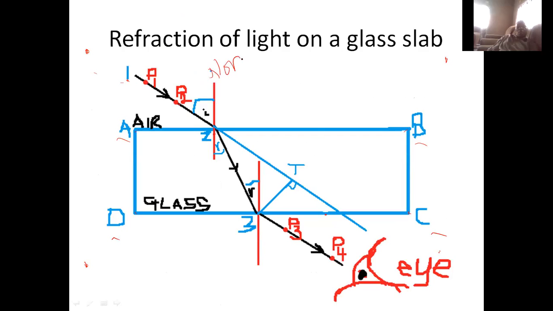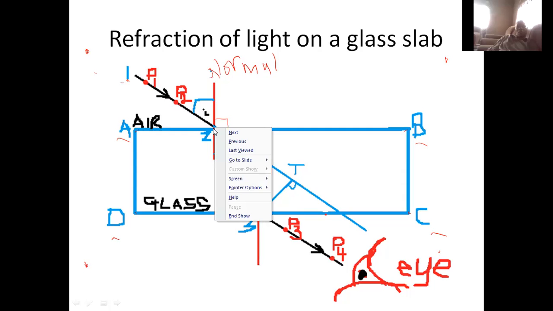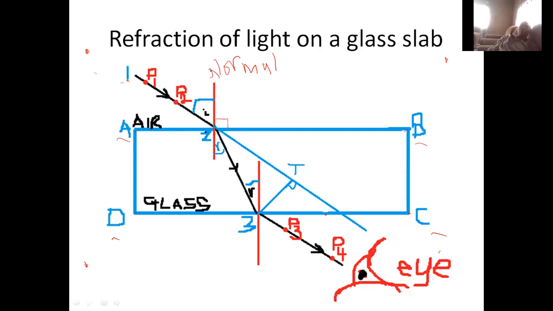A normal is an arbitrary line which is at 90 degrees to the edge where this ray of light is entering another medium. 90. So you draw here, right? And then you draw a line from 1 to this point, just where this one enters. And so what you do now, you fix the pins, pin 1 along 1 and 2, and pin 2. Fix them to make an angle.